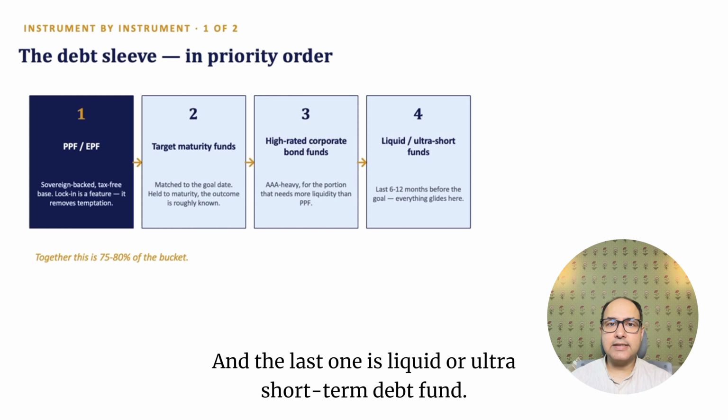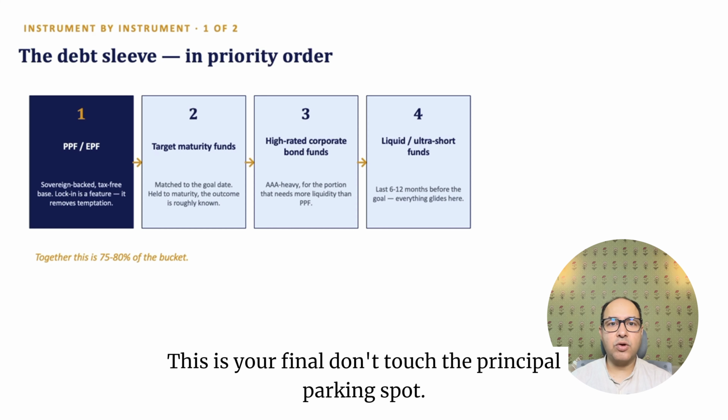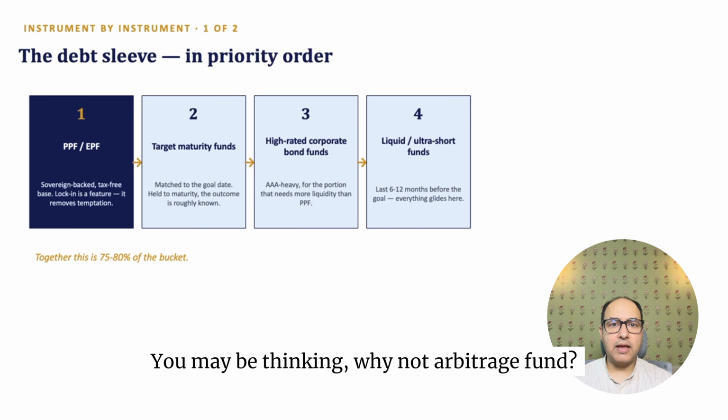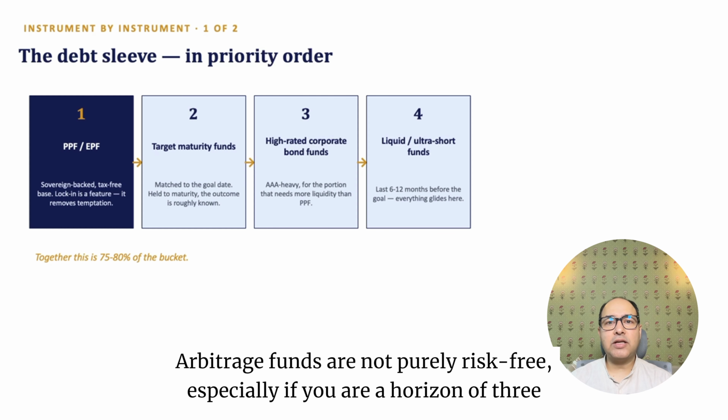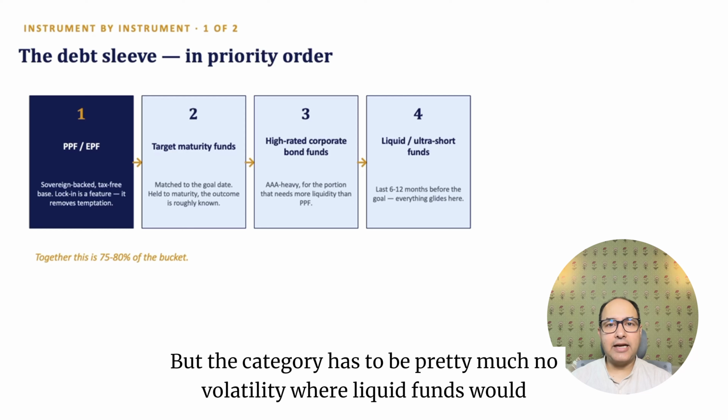And the last one is a liquid or ultra short term debt fund. For the last 6 to 12 months before the goal date, everything should ideally glide into this category. This is your final don't-touch-the-principal parking spot. You may be thinking, why not an arbitrage fund? Arbitrage funds are not purely risk free, especially if you have a horizon of 3 months or more. Even arbitrage funds can be considered because they are more tax advantageous. But the category has to have pretty much no volatility, where liquid funds would categorize the best.